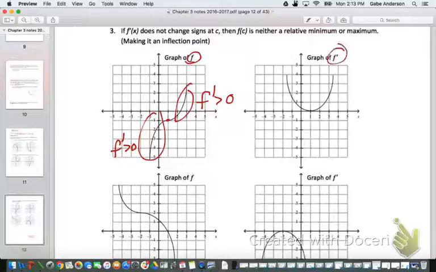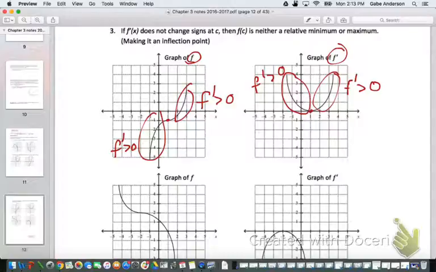If we look at a graph of f prime, we can see the same kind of thing happening. I've got f prime equaling 0 right there at 1, like we saw before. But to the left, you can see that f prime is above the x-axis, therefore f prime is positive. To the right, f prime is still above the x-axis, meaning that it's still positive. And so that means that f prime did not change signs. Therefore, we have neither a relative minimum nor maximum.